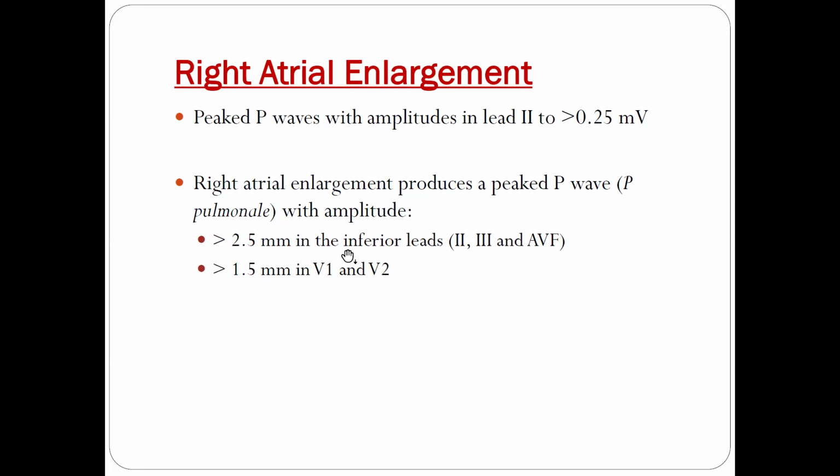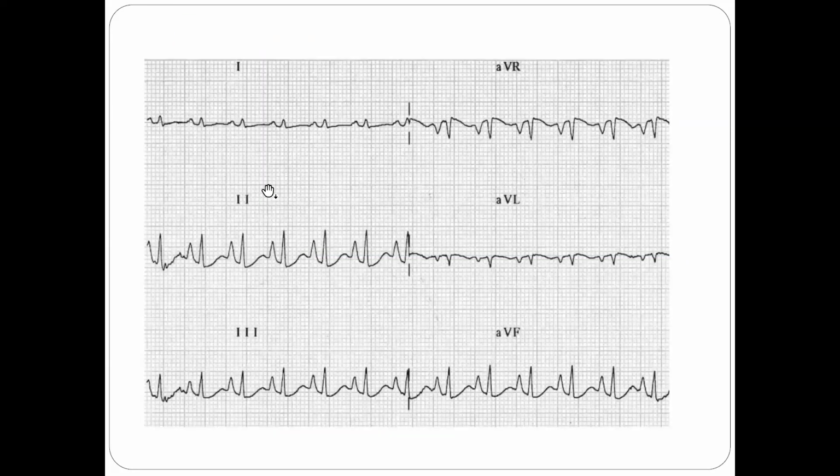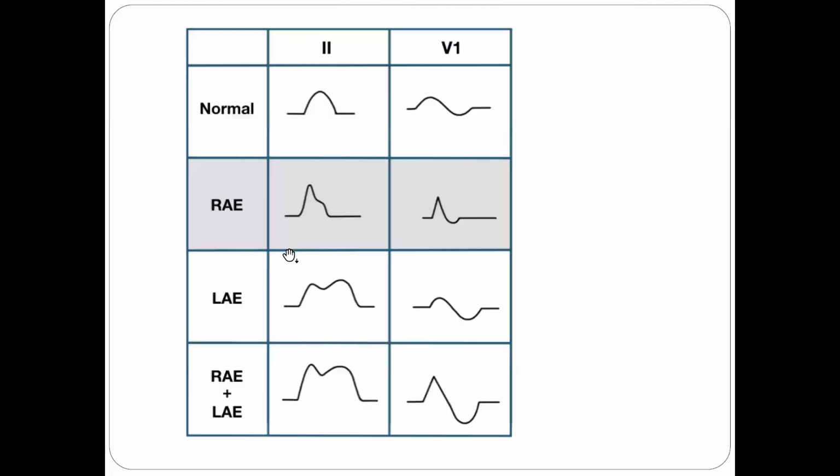So more than 2.5 millimeters in the inferior leads. On the ECG, each small square is 1 millimeter. This is a whole large square, and each small square is 1 millimeter. If the height is more than 2.5, you can see here more than 2.5 small squares, then it is suggestive of right atrial enlargement.